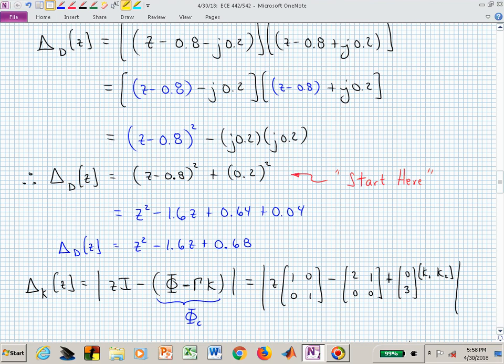Our original system matrix that governed the behavior of our system is right there. There is our phi. Then we have our gamma matrix, which was 0, 3. We have our full state feedback gain matrix, k sub 1, k sub 2. We don't know what those are. That's why we're building this up, so that we can determine what k1 and k sub 2 need to be.